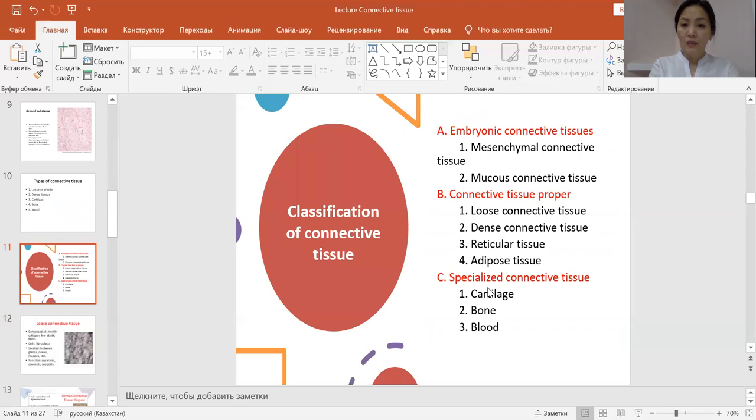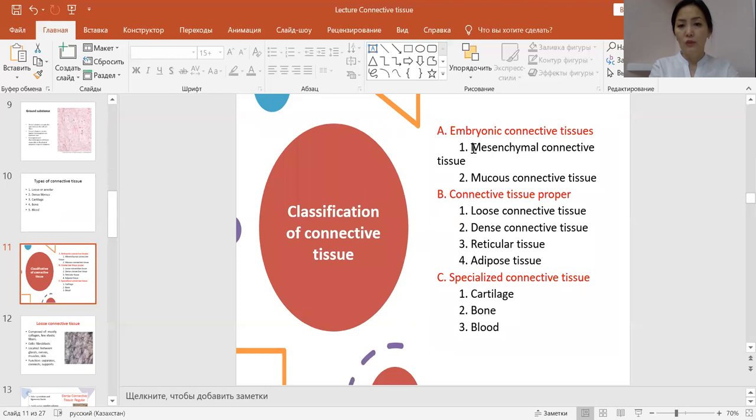This is another classification of connective tissue, which is divided into three main types. First one is embryonic connective tissue. Why embryonic? This type of connective tissue we can find only during embryogenesis, or during embryonic development, and it consists of mesenchymal connective tissue and mucous connective tissue.